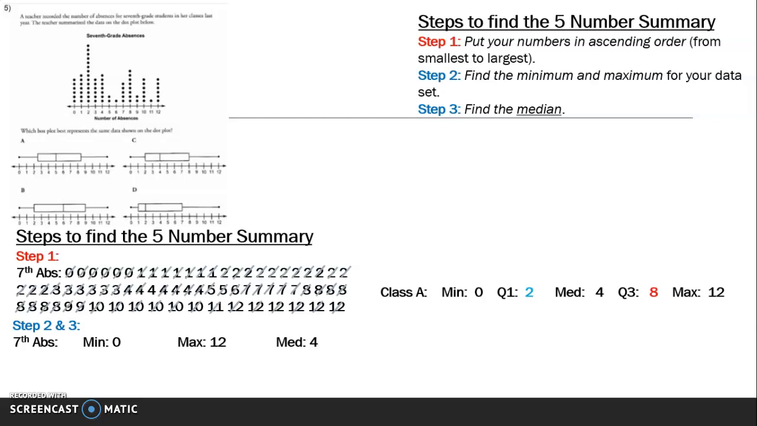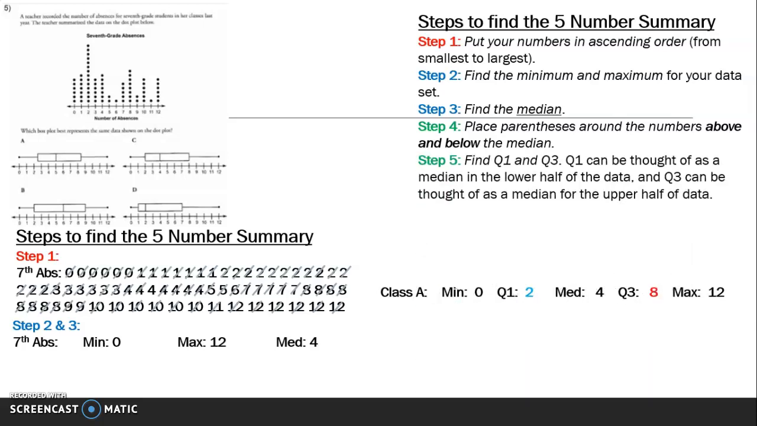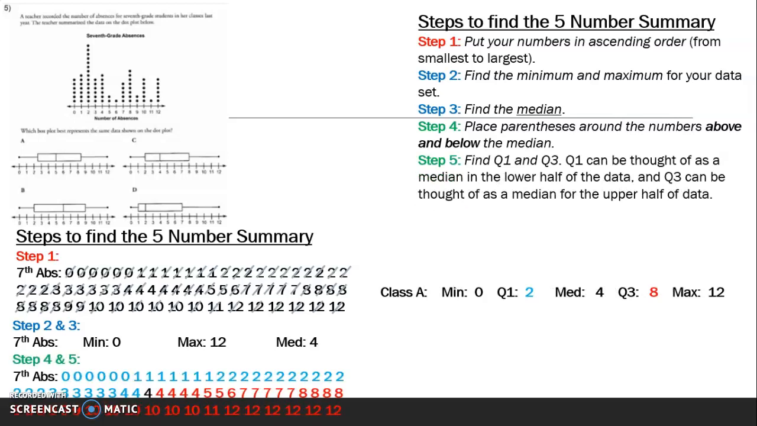Next, you're going to move on to step 4. Step 4 is to place parentheses. I personally color-coded them, that way it's a little easier. The left side of the information I put as one color, the right side is another color. You'll see it here: I colored it blue, and I colored it red. Notice that because I utilized 4 as my median number, it's black. That means I'm not going to use it.